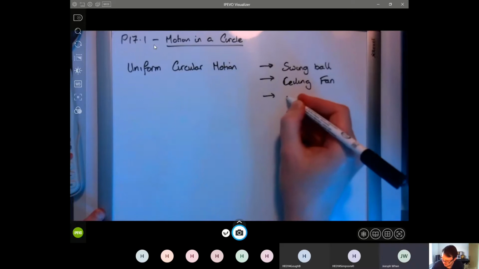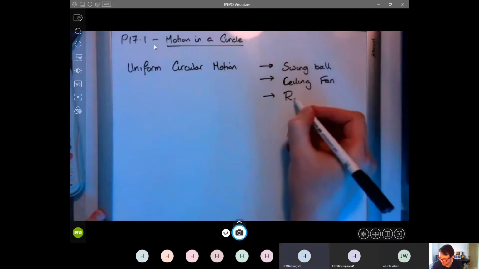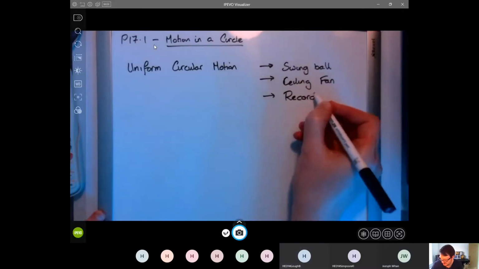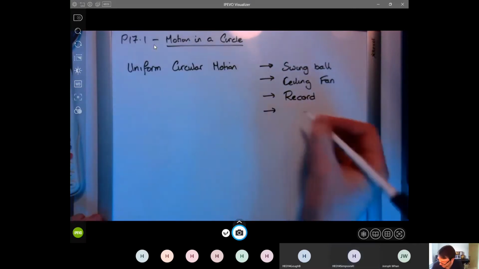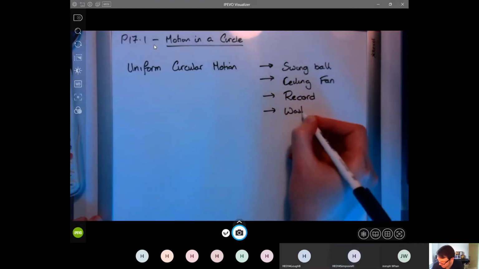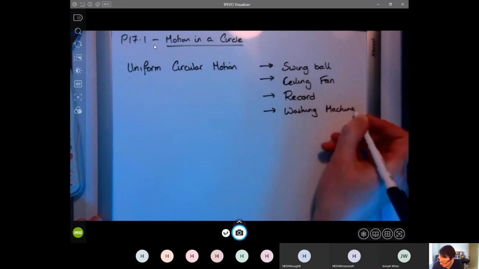A train going around tracks, but the tracks are arranged in a good circle. That's the terrible one. What about a record? Record player or CD player. What else? Something else that goes around in a circle. A washing machine. Yeah, that's a good one. I didn't think of that one myself. So a washing machine, that's uniform circular motion whilst it's on.